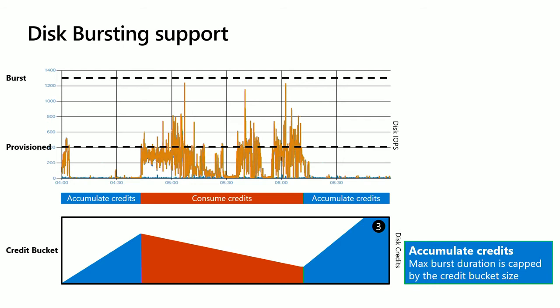If you have a P4 disk, your max bursting duration is 30 minutes. 30 minutes means that you can burst at 3,500 IOPS for a duration of 30 minutes. But let's say you burst, but you don't go to the maximum. Let's say you just burst for 1,000 IOPS. In that sense, you'll be able to burst for a much longer duration than the 30 minutes because you are consuming your credits at a lower rate.